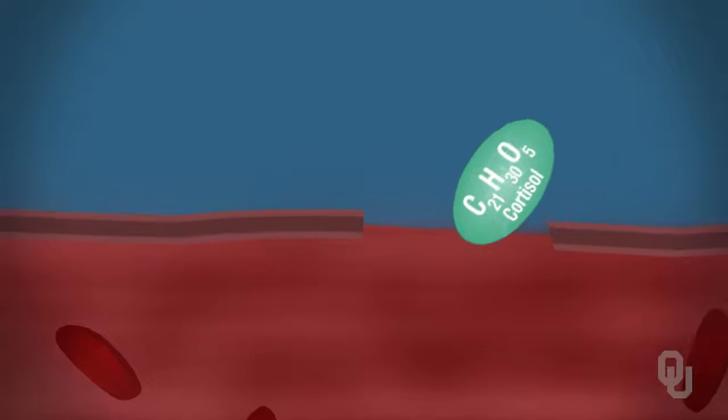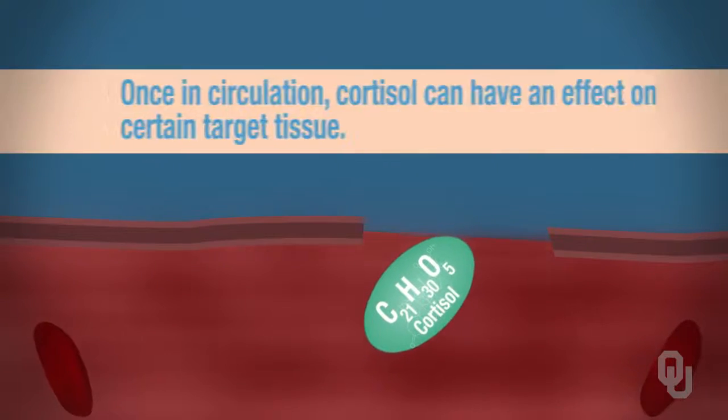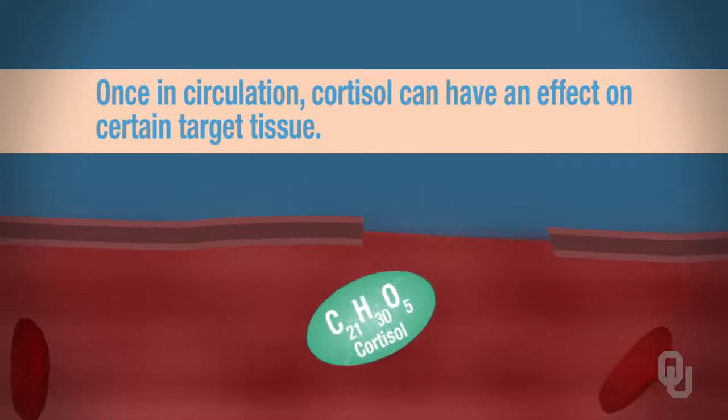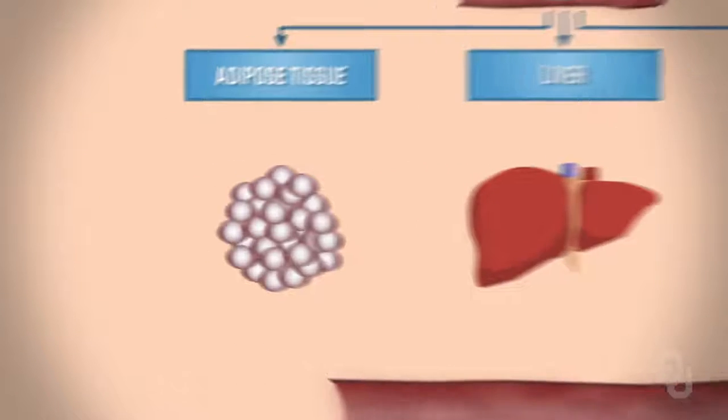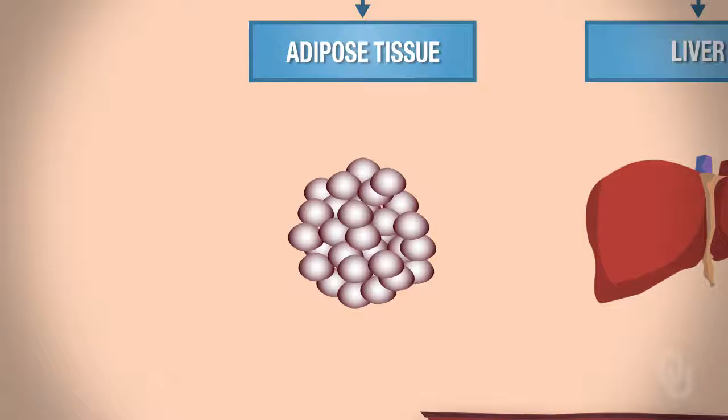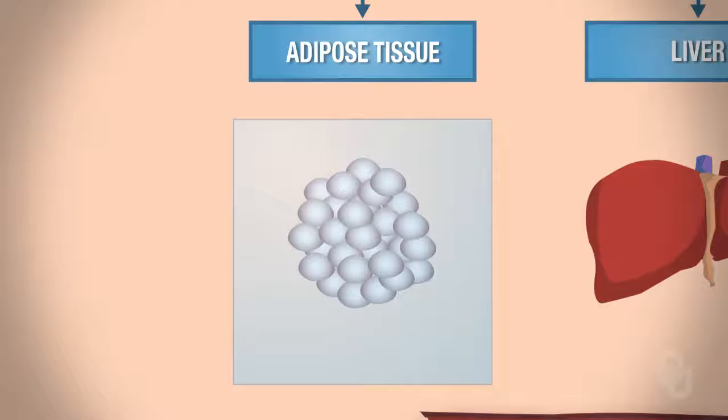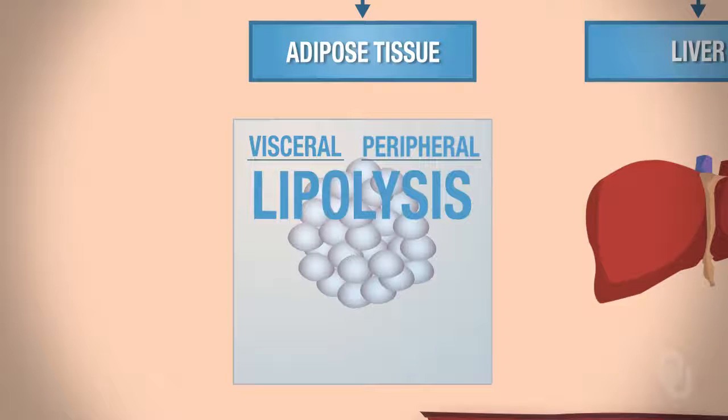Cortisol then can enter into circulation, and once it's in circulation, then it can have an effect on several different target tissues. Cortisol can target adipose tissue. Now, when we talk about adipose tissue with respect to cortisol, we'll be speaking about visceral adipose tissue and peripheral, or what's called subcutaneous adipose tissue. So in either situation here, when cortisol targets the visceral or the peripheral adipose tissue, lipolysis occurs.